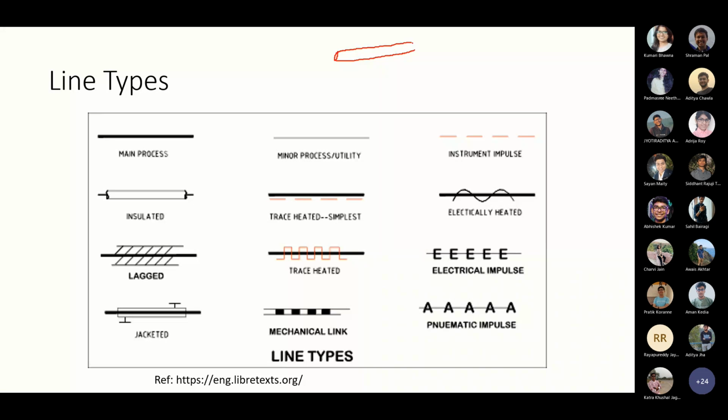So this is the pipeline. You are sending a fluid at a specific temperature. While the fluid is going from here to here, you don't want the temperature to reduce. At that time, we provide some heating.